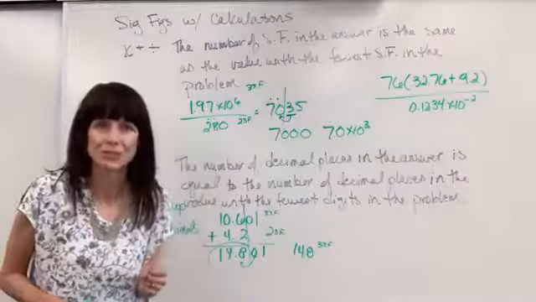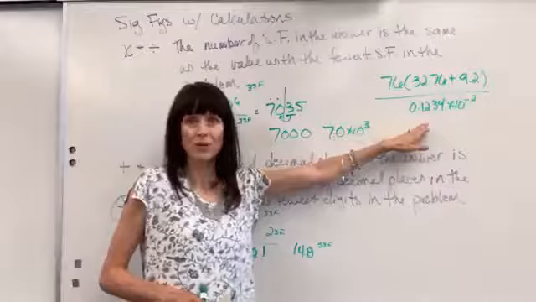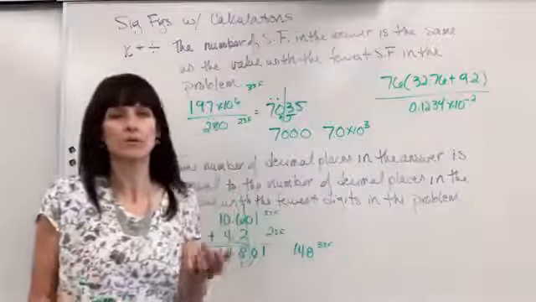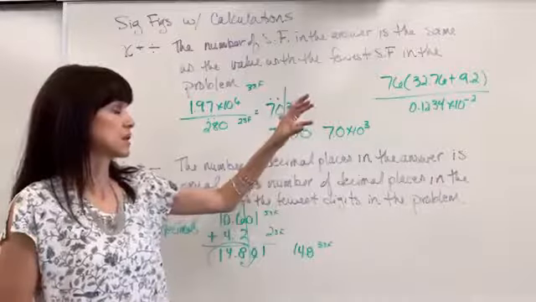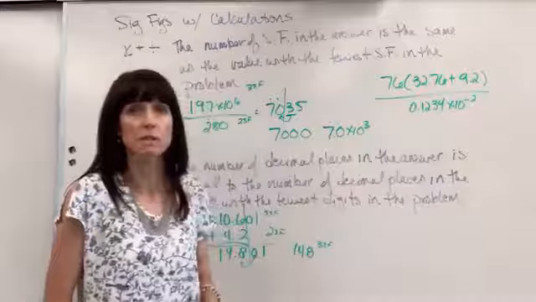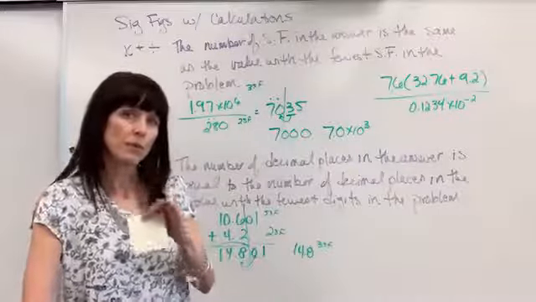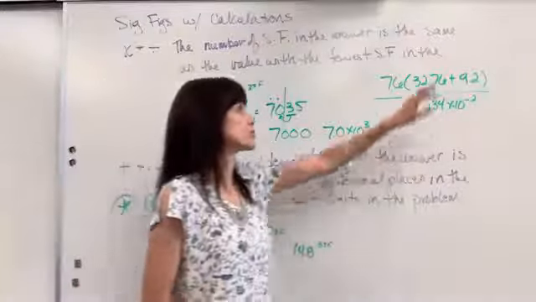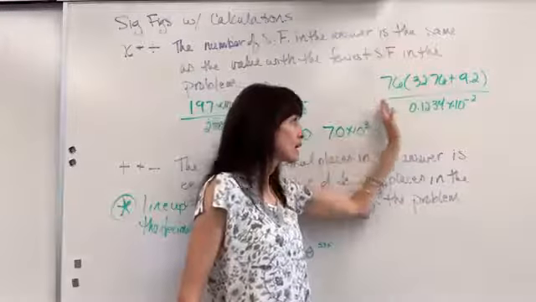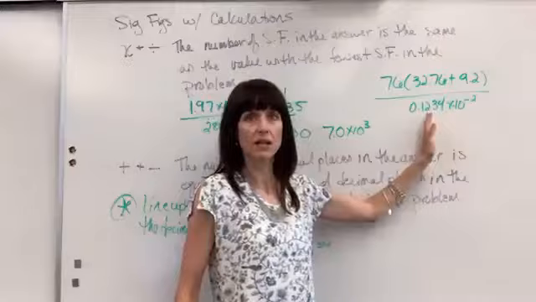Now, what if you mix these two? Look at this problem right here. We are changing operations. Now, you know order of operations. We always do the parentheses first, the addition and subtraction, and then you do multiplication and division. If you change operations, you have to truncate, do the sig fig here, and then you carry that value in the rest of the calculation.